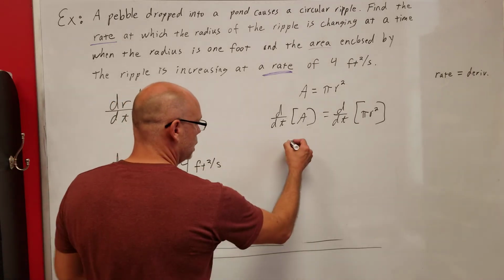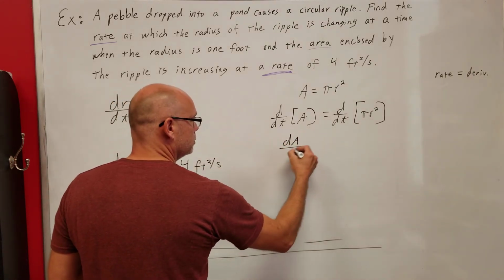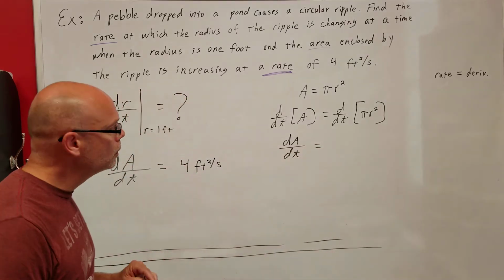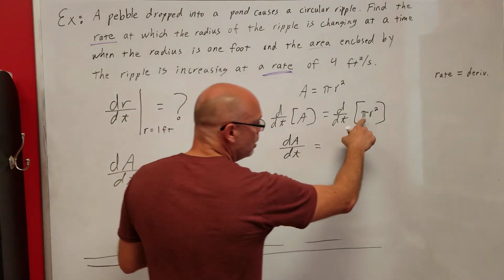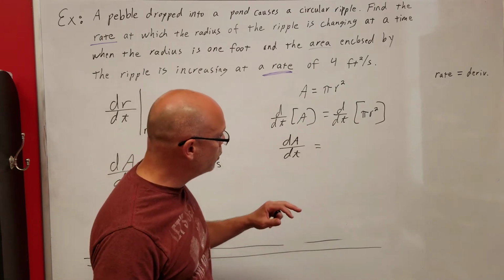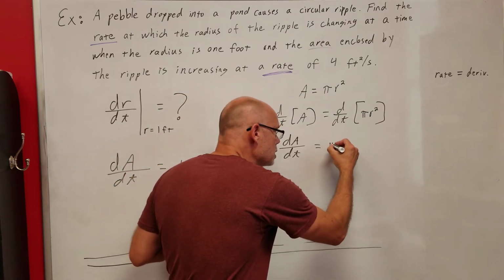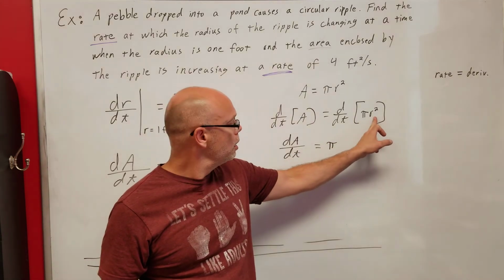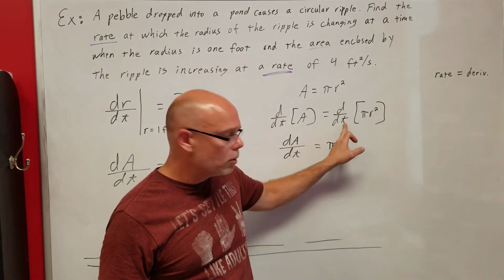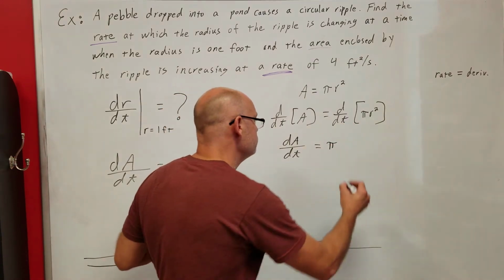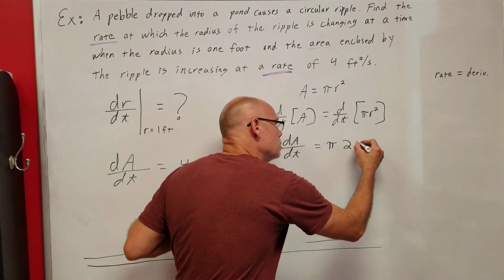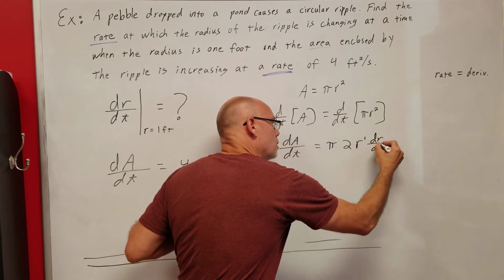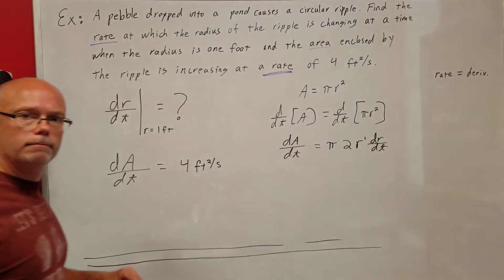This part, I could just call that dA over dt is equal to, how about this part? Well, what's pi? Pi is just some number about 3.14, right? So if it's a constant, you pull that out and you take the derivative of the variable part. What's the derivative of r squared with respect to t? That'll be 2 times r to the first times dr over dt.